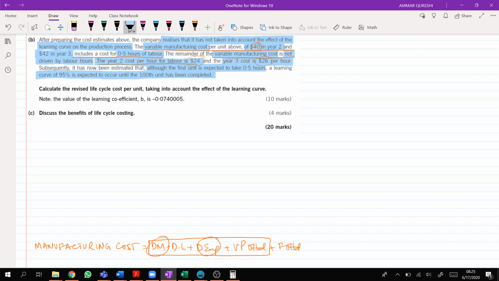Now what you have to do? Calculate the revised life cycle cost per unit taking into account the effect of the learning curve, and this requirement is of 10 marks. So it's a huge requirement, and to be very honest, the first part is not a problem. The C part is not the problem. The problem is the B part. So you have to concentrate on the B part.